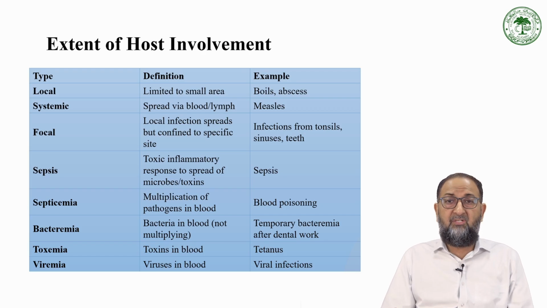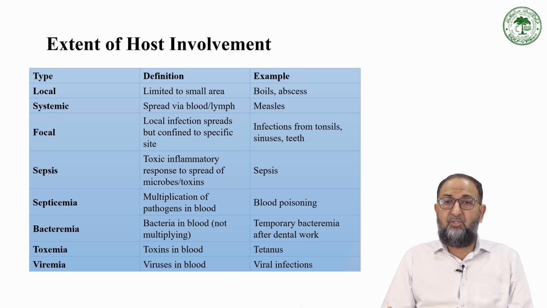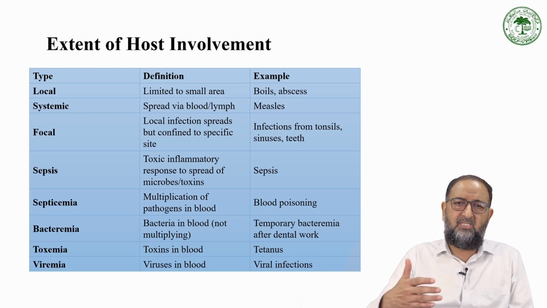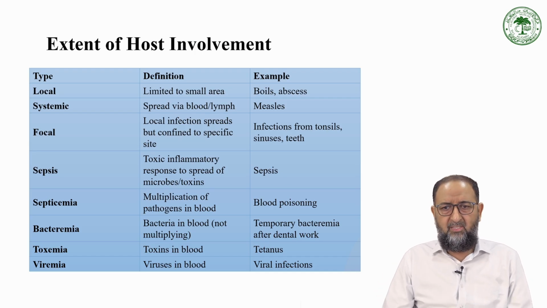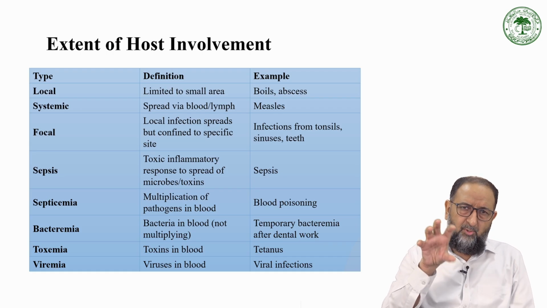Sepsis is a toxic inflammation, a response to the spread of microbial toxins inside the body. Then we have septicemia, the multiplication of a pathogen in the blood, also called blood poisoning. Bacteremia is bacteria in the blood, not multiplying but present. So septicemia is one step ahead of bacteremia, like temporary bacteremia after dental work, with localized bacterial populations being present.